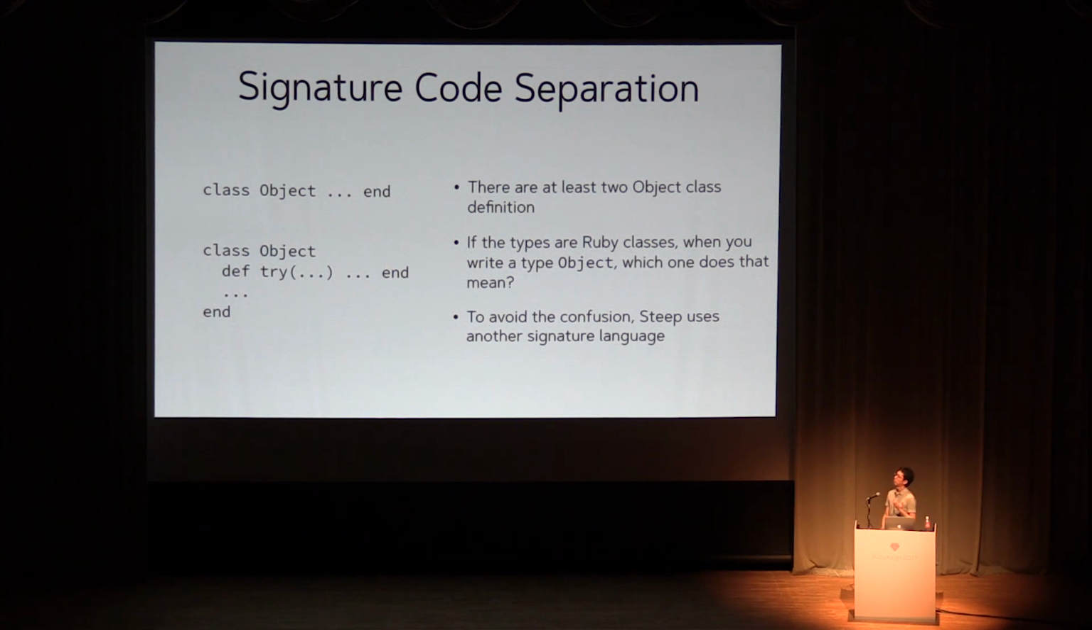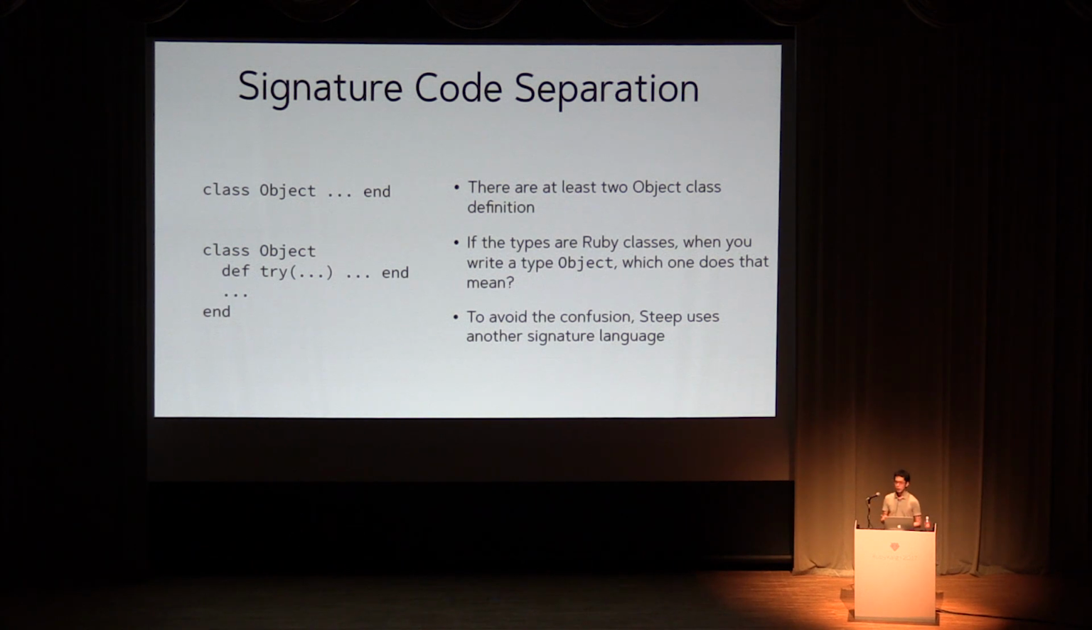This is to handle some kind of metaprogramming or open classes. So this is a Ruby program. First, there is an Object class defined in the runtime, and assume that we have another Object class definition, maybe ActiveSupport's try or so. Then it means there are at least two Object class definitions in the Ruby program. The one is without a try method. The other one is with a try method.